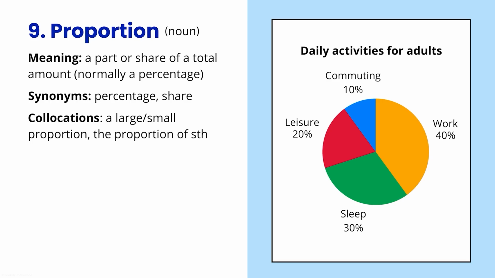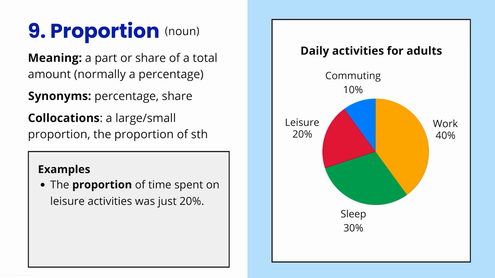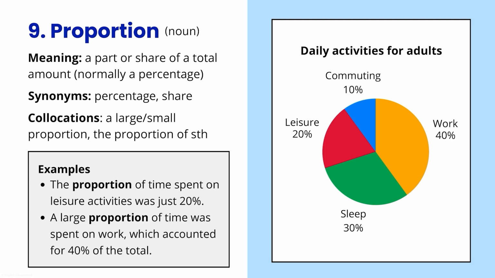Well, if you had a chance to think about it, you could say something like this. The proportion of time spent on leisure activities was just 20%. So this simply means the part or the share of time that was spent on leisure activities was 20%. Here's another example. A large proportion of time was spent on work, which accounted for 40% of the total. So again, this simply means a large part of time was spent on work. Proportion is a great word to use when you're talking about the percentage of something, and it's normally used when you're writing about pie charts.